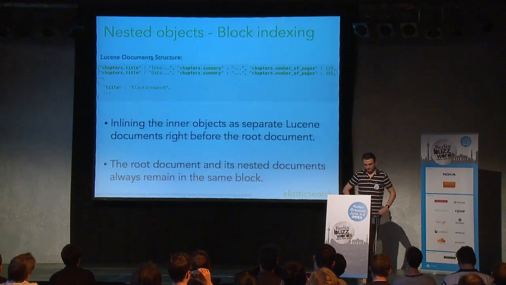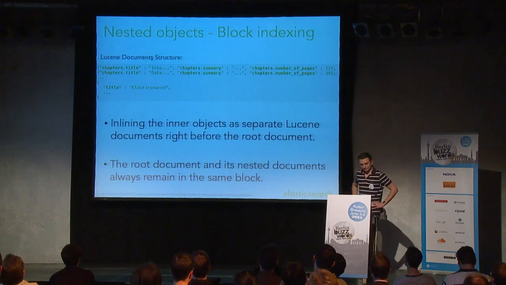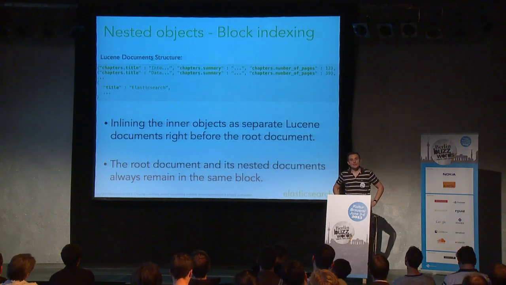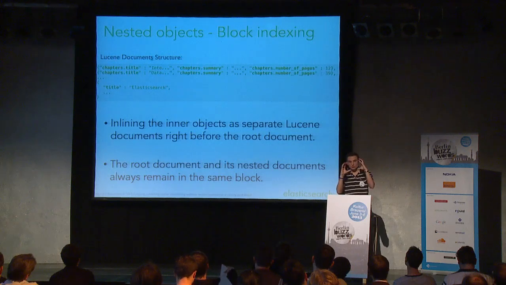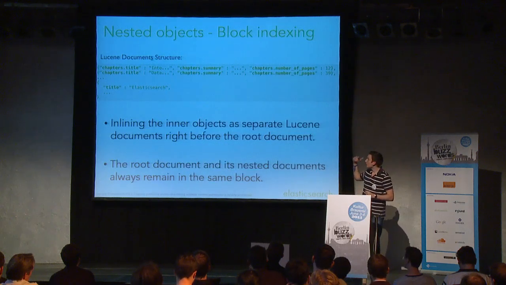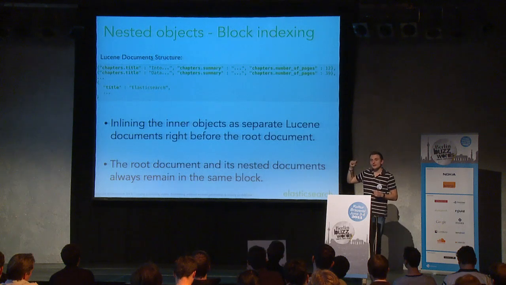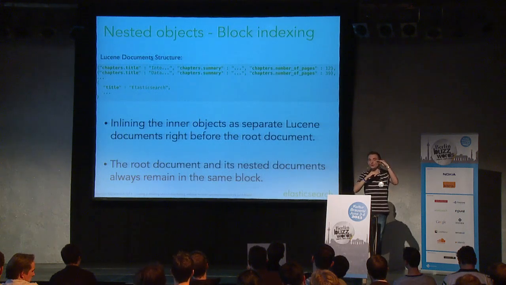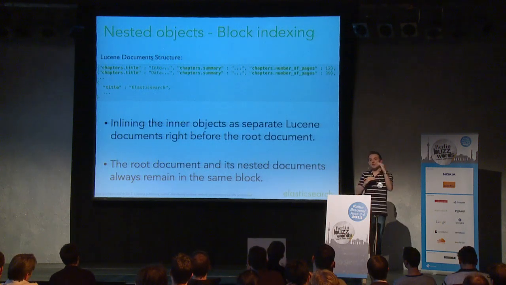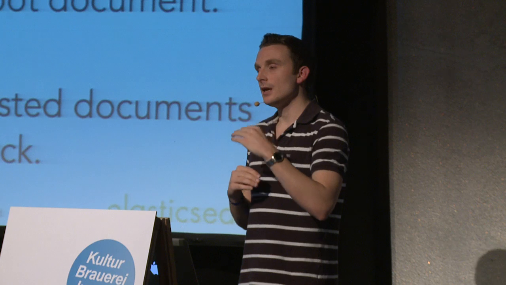So, block indexing. What is this? Block indexing basically translates the ElasticSearch document, the JSON document, into multiple Lucene documents. So when we index, each chapter is an inlined document that is added just before the root document, or the main document. And they always remain in the same order, and they are never taken apart from each other.